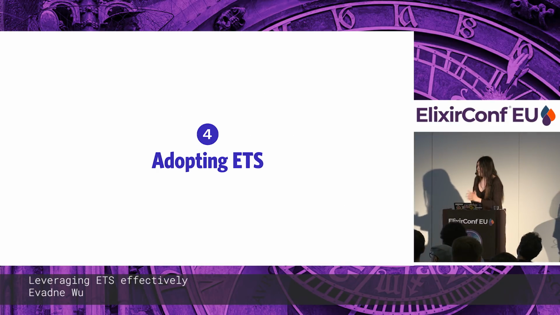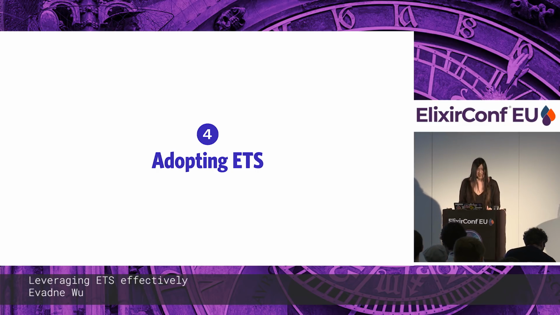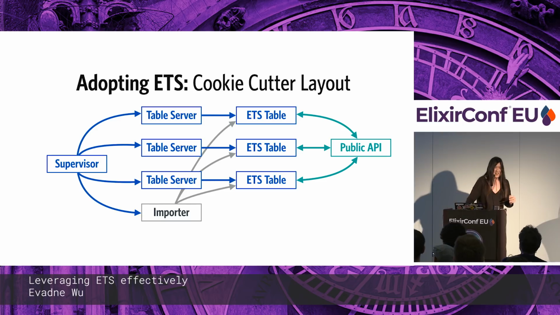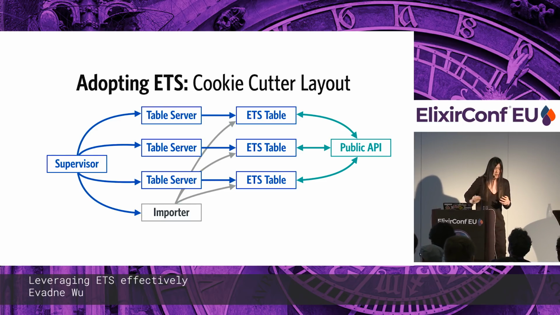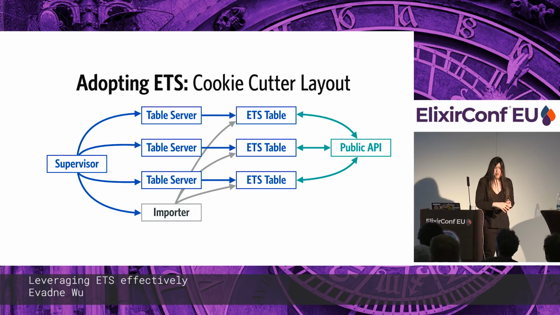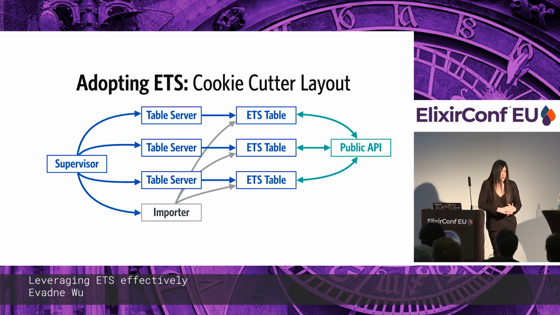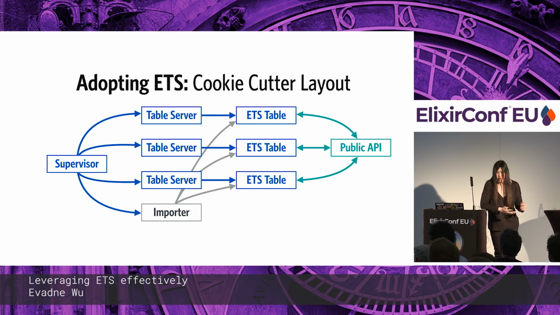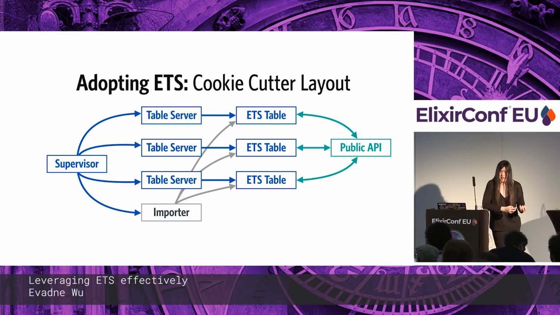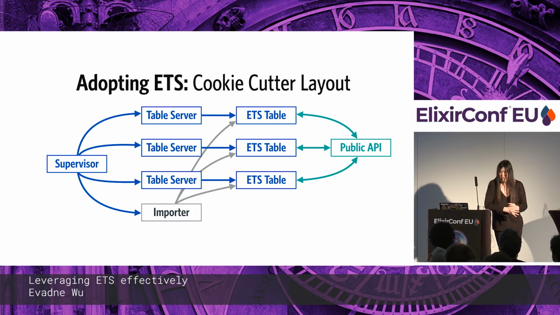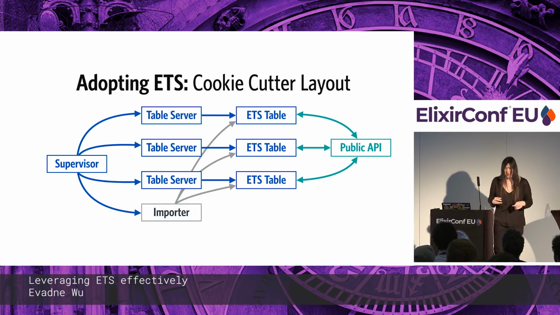So now I think we can get to the most interesting part of the talk, adopting ETS in your application. Well, this is a cookie cutter layout, and you can basically change it to something else. But I would say first you get a top-level supervisor. For each table you're holding in a separate GenServer, or you can hold it all in one GenServer, whatever you choose to do. And once the tables are set up, you can now use the public API to access them. So don't use protected if you don't have to, and don't use private if you don't have to. Try public.